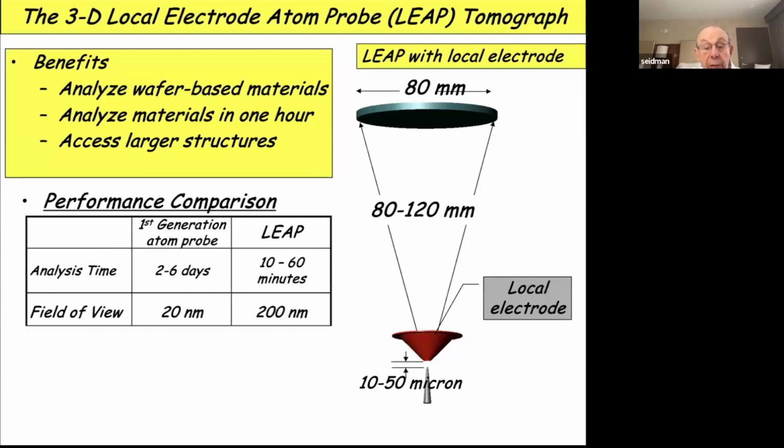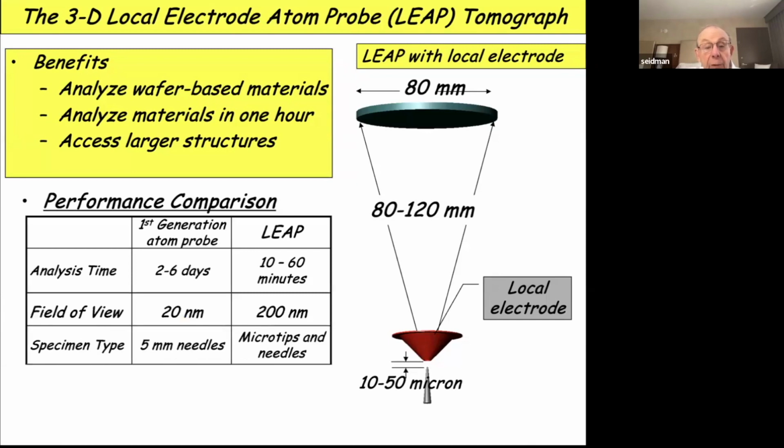So I'm looking at this performance comparison. Let's say first generation atom probe, the analysis time was 2 to 6 days. The field of view was 20 nanometers, and the specimen type was 5 millimeter needles. And now with the LEAP, we can analyze in 10 to 60 minutes, let's say 60 minutes, we get a reasonable amount of data. The field of view is about 200 nanometers by 200 nanometers. And we use microtips and needles.